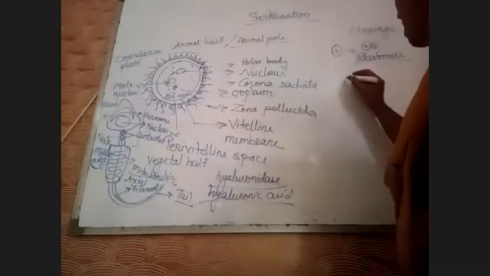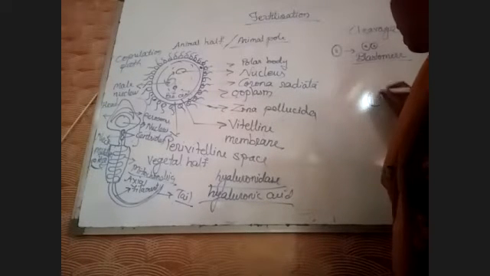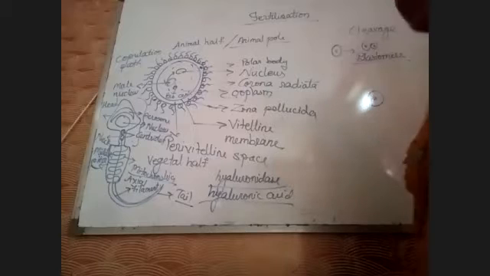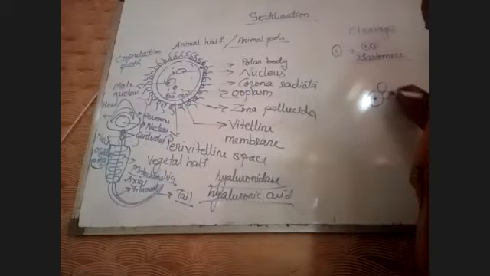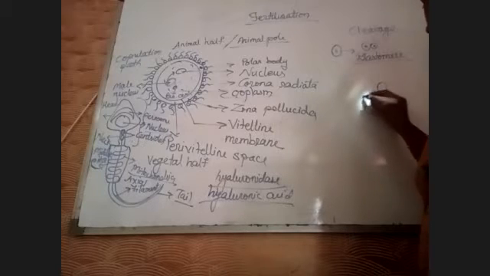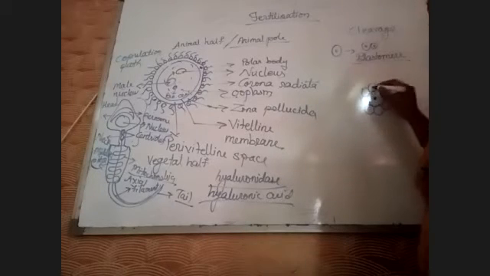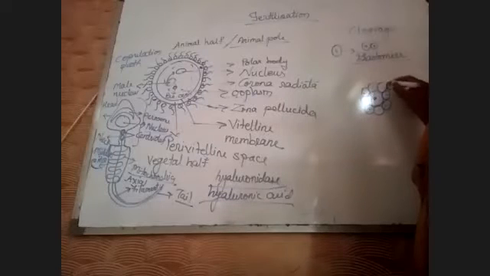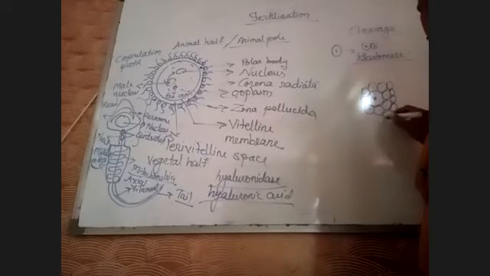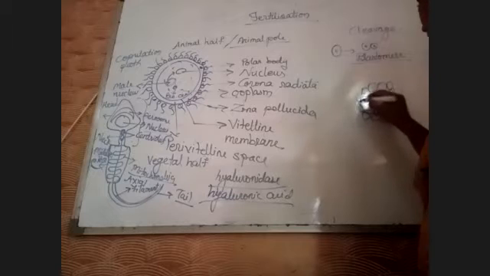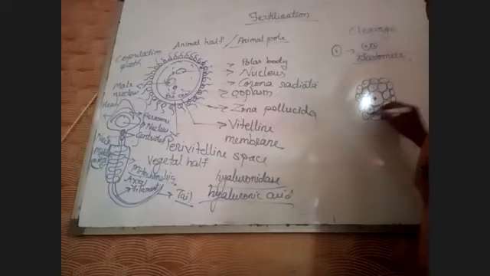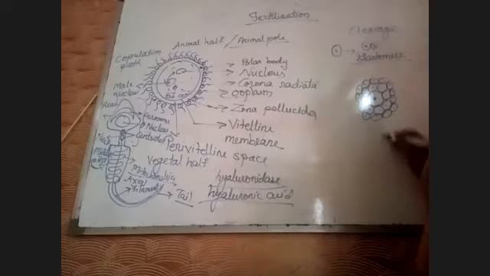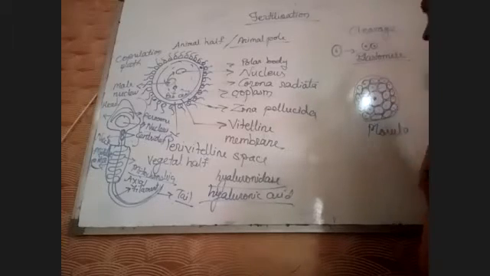So due to this cleavage, what will happen? The larger blastomere will come to the center. Then the other blastomeres will arrange like this. After that, the remaining blastomeres will arrange and form what? They will form a solid mass, which is called the morula. This is the morula. Okay.